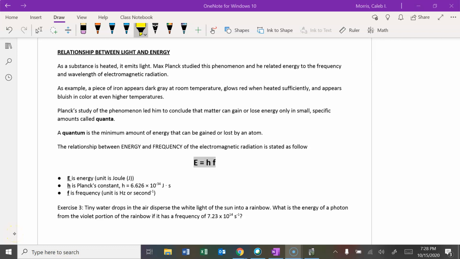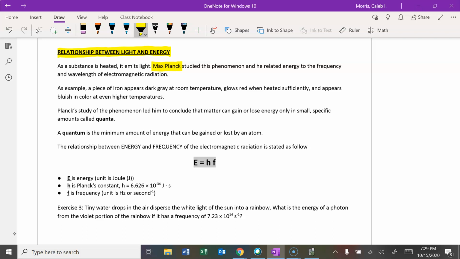All right, continuing our notes on electrons and energy. Right now we're focusing on the relationship between light and energy. As a substance is heated up, it emits light. That means it releases light. And Max Planck was the person who studied this phenomenon and related the energy to the frequency and wavelength of electromagnetic radiation. So here's an example of what he was studying.